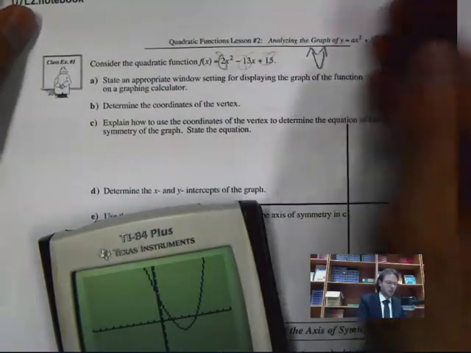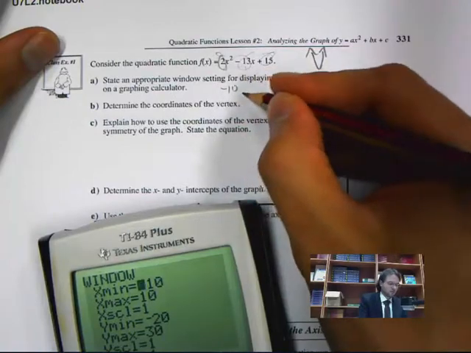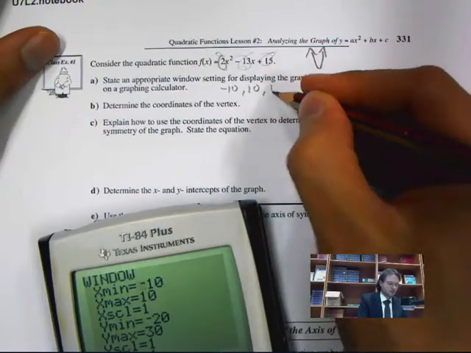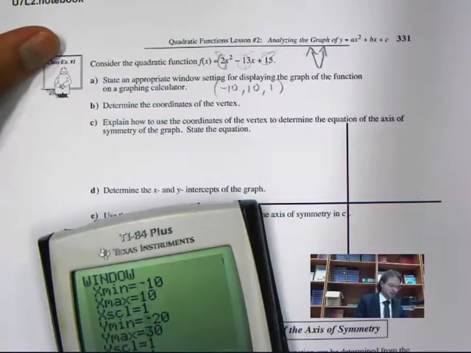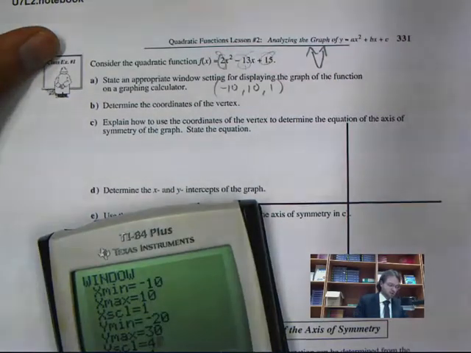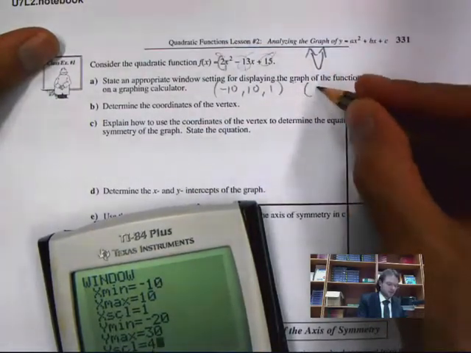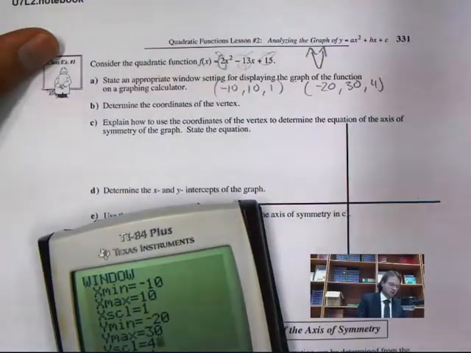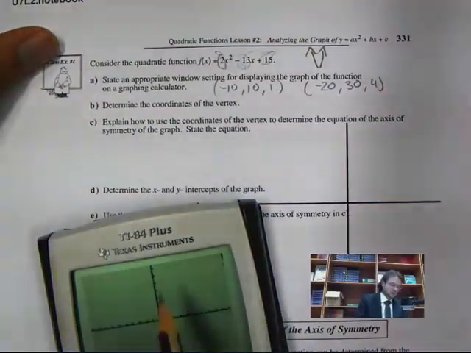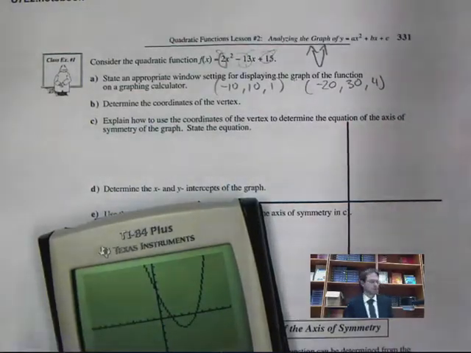I say my x values are negative 10, 10, and scale of 1. My y values, I should change my scale to 4 so I can count. My y values are going to be negative 20, 30, and my scale of 4. Because if I look at this, now I can see my y values counting. Okay, so each of these ticks counts as 4.